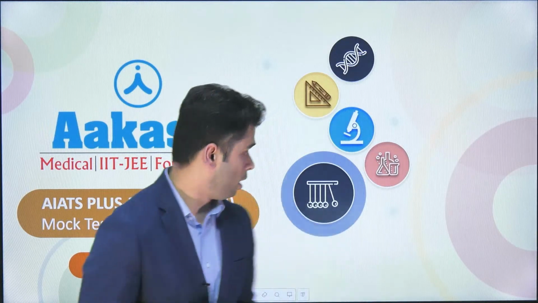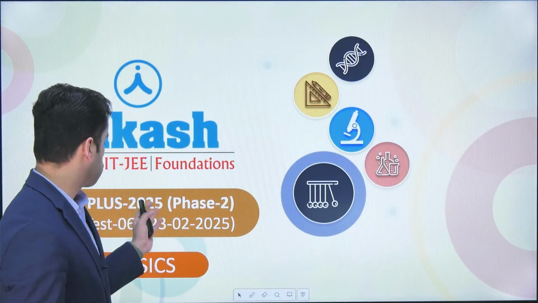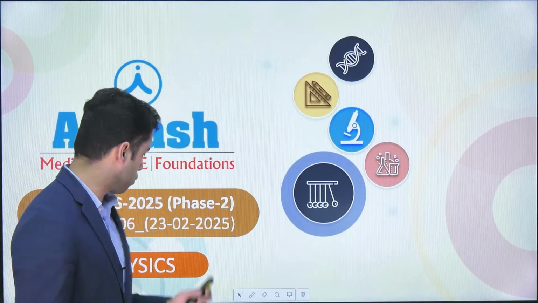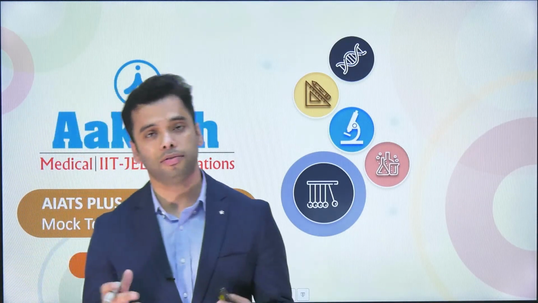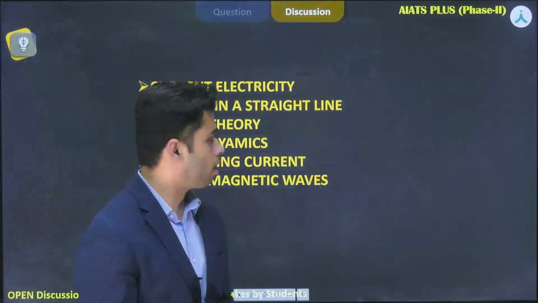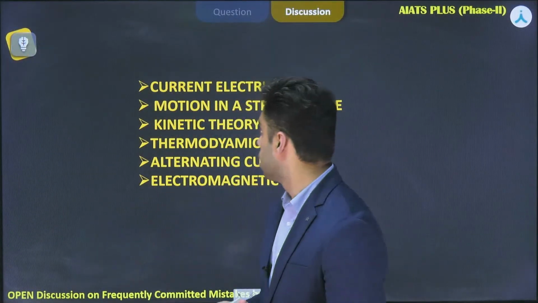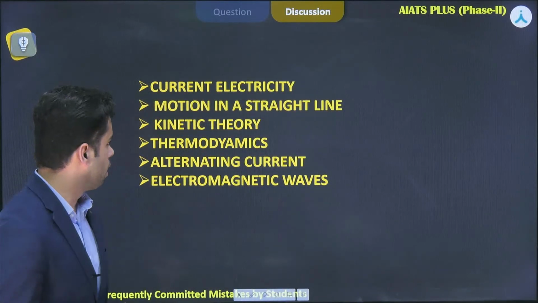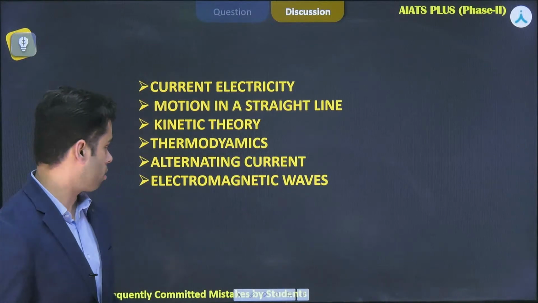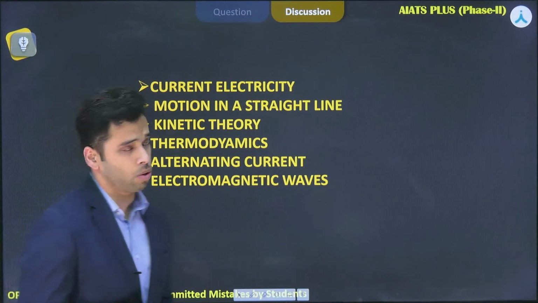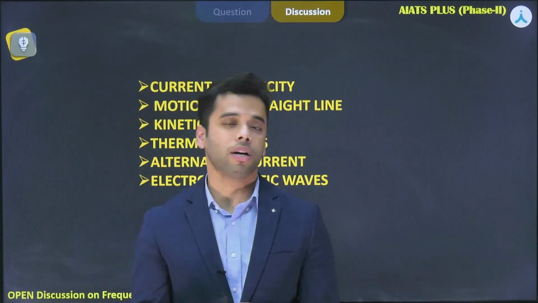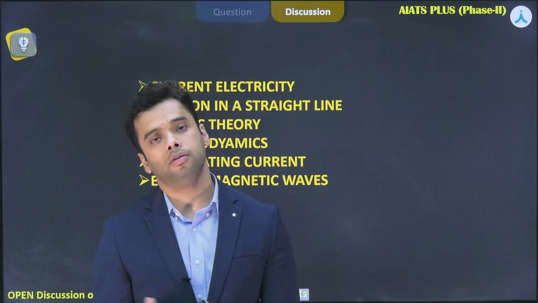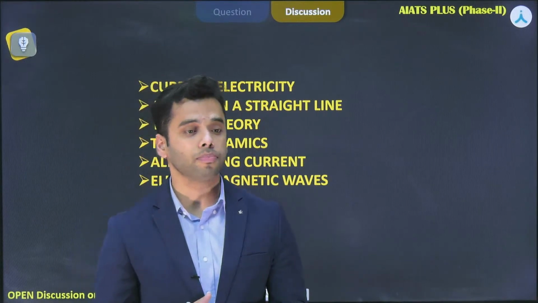In this session we are going to discuss the problems of very specific chapters, and these problems will be based upon the paper AIATS plus 2025 phase 1 mock test 6 that was conducted on 23rd of February 2025. We will be discussing the problems of these specific chapters. First one is current electricity, the second one is motion in straight line, third one is kinetic theory, fourth one is thermodynamics, fifth one is alternating current, and the sixth one is EM waves. Very important chapters from the point of view of NEET examinations, right?